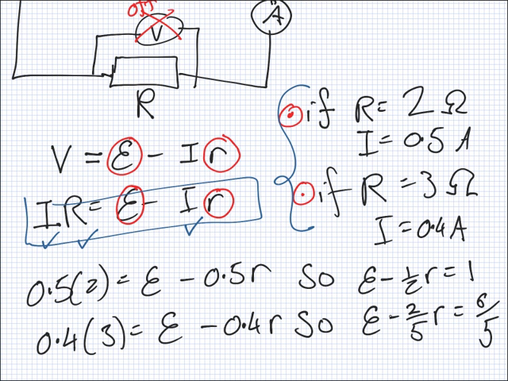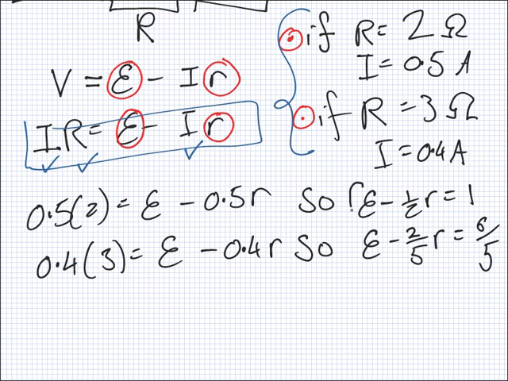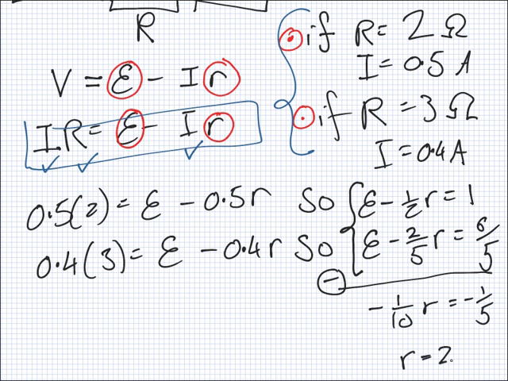Okay. Now, what's the best way to solve these 2 equations here? Elimination. In fact, you already have one of the variables the same, the E. So I'll just minus them. E minus E, gone. Minus a half minus 2/5. So minus a half plus 2/5. So what's that, Siva? Thank you. Minus 1/10. Okay? And then 1 minus 6/5 is minus 1/5. So you get R equals 2 ohms.